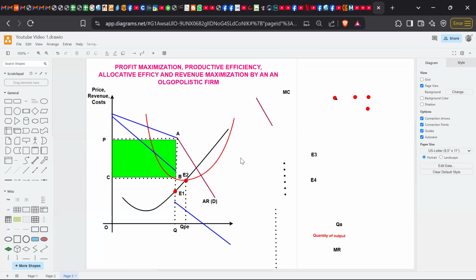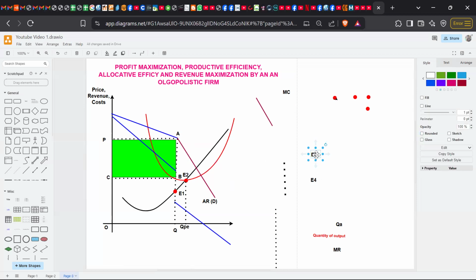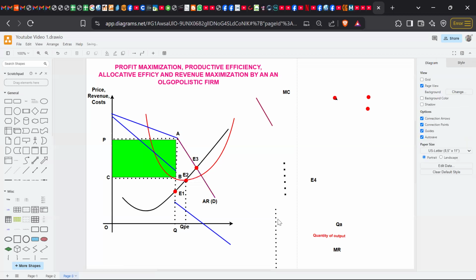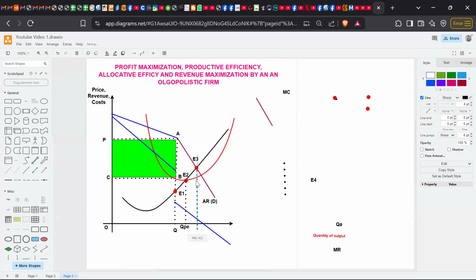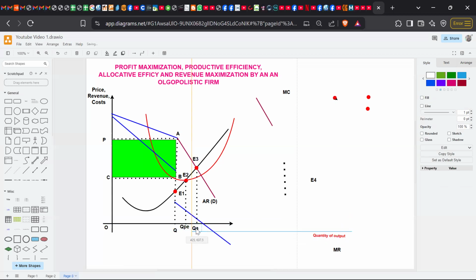But when the firm wants to produce at the allocative efficiency level of output, it should produce at equilibrium point E3, where the firm is able to produce at that point where MC is equal to the demand curve, or MC is equal to price. The firm is pricing the product equal to the marginal cost curve. So this is going to be the allocatively efficient level of output. We call it QA. A means allocative efficiency, QA level of output.